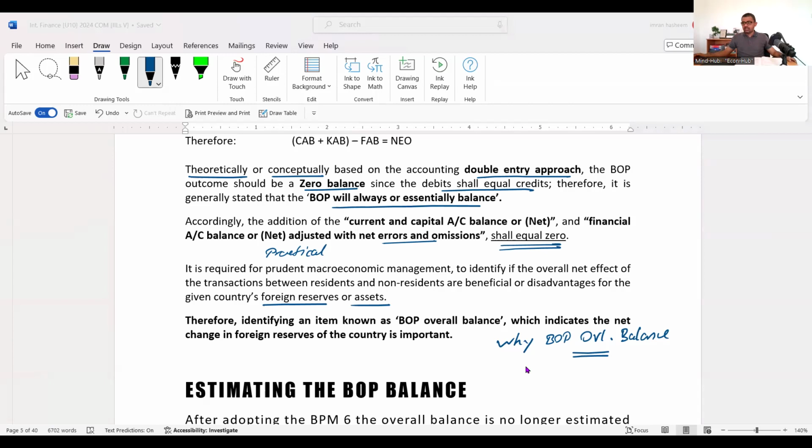Foreign reserves or assets of the country. Right. So there's a request from one of your classmates to repeat. I assume because of a connection lag, right?